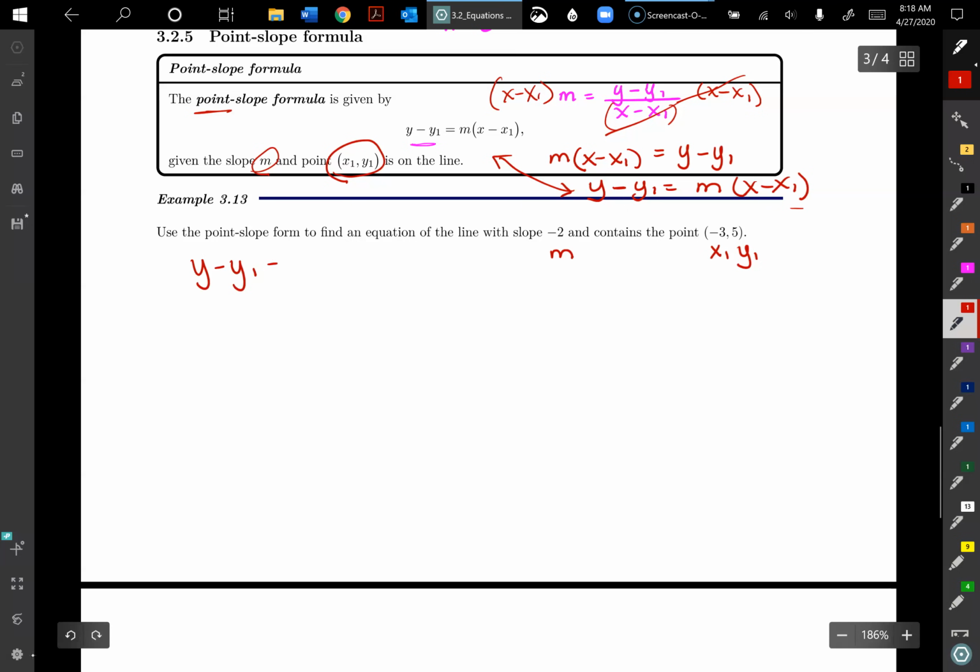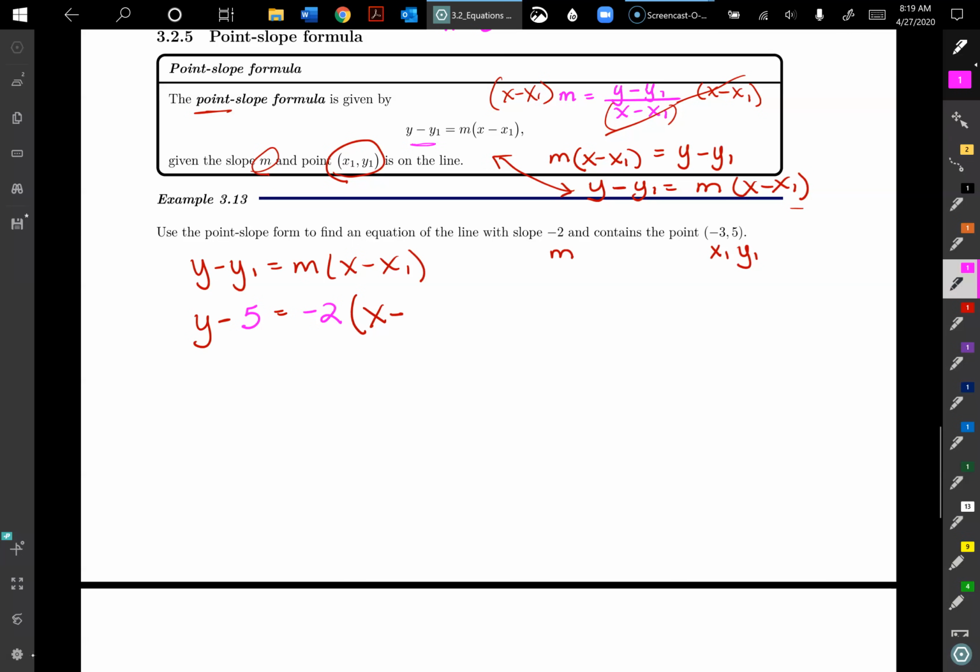If it's not there already, it is there, but I'm just going to write it bigger. And now we're just going to plug stuff in and go ahead and simplify it down to y equals mx plus b form. And then we will be able to pluck out what the y-intercept is. So I'm going to plug in y sub 1 is 5, and slope is negative 2, and x sub 1 is negative 3.